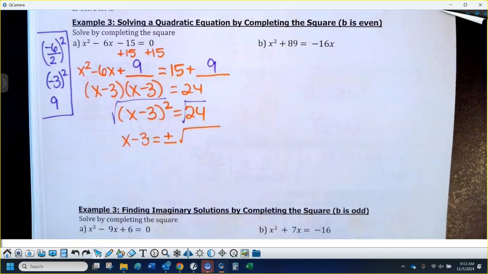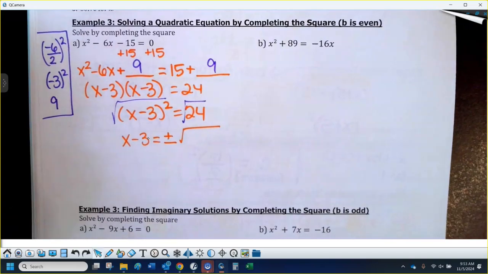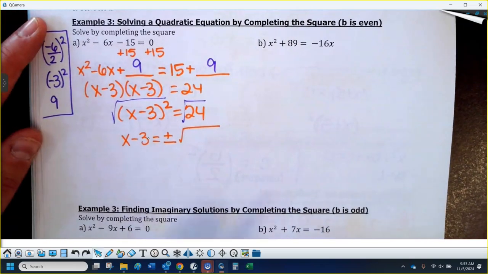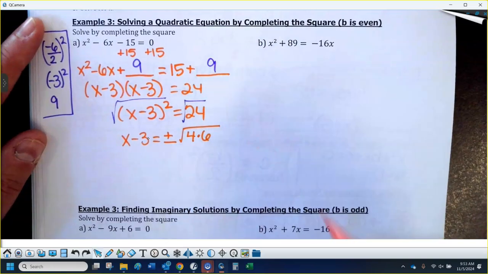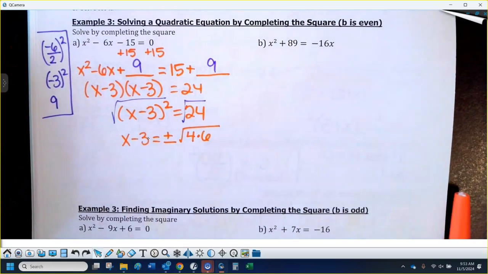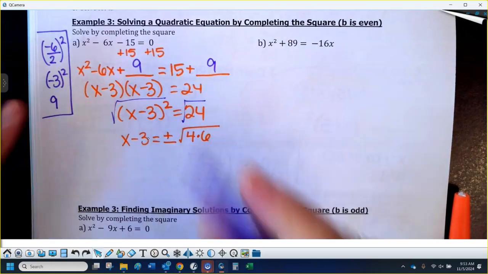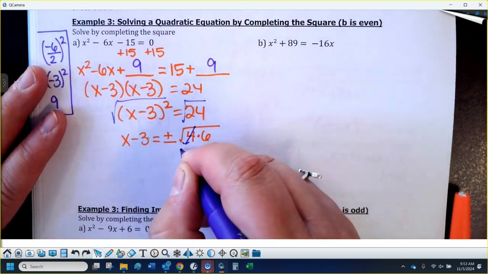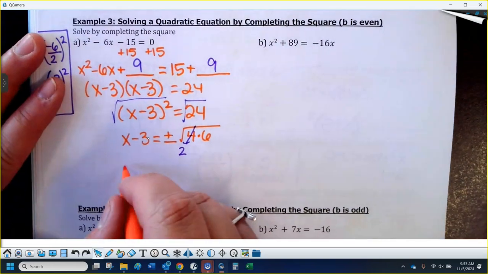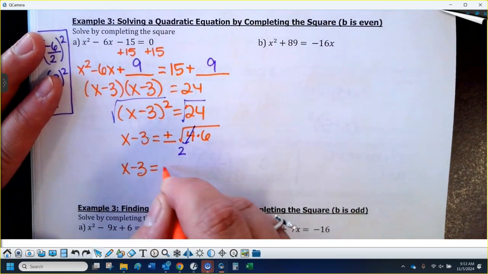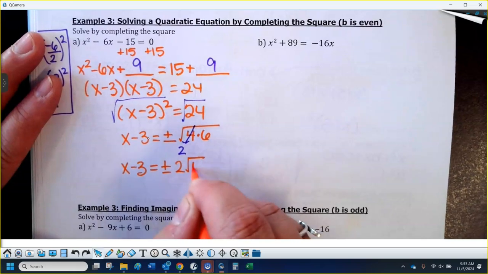So if you like a factor tree, please use a factor tree. I like to try and figure out the biggest perfect square into 24. The biggest perfect square is just 4. So I'm going to rewrite that real quick as 4 times 6. And what I'm going to be able to do is take the square root of 4 out in front of that radical. So I'll have a little 2 out in front there. So I'm going to have x minus 3 equals plus or minus 2 root 6.